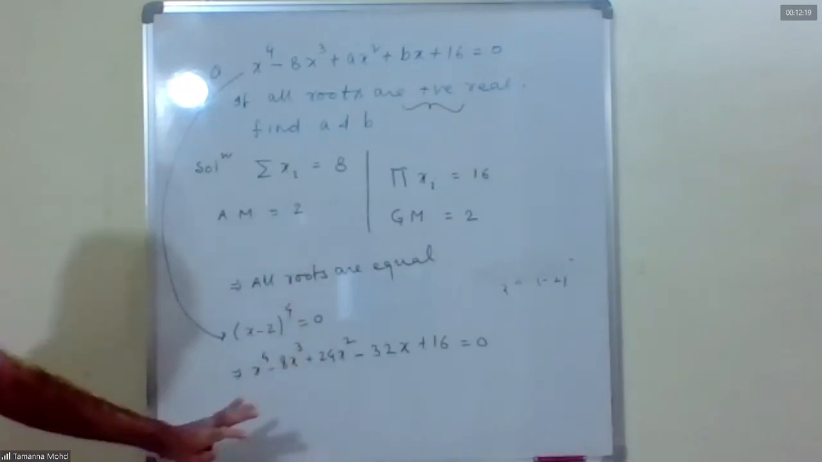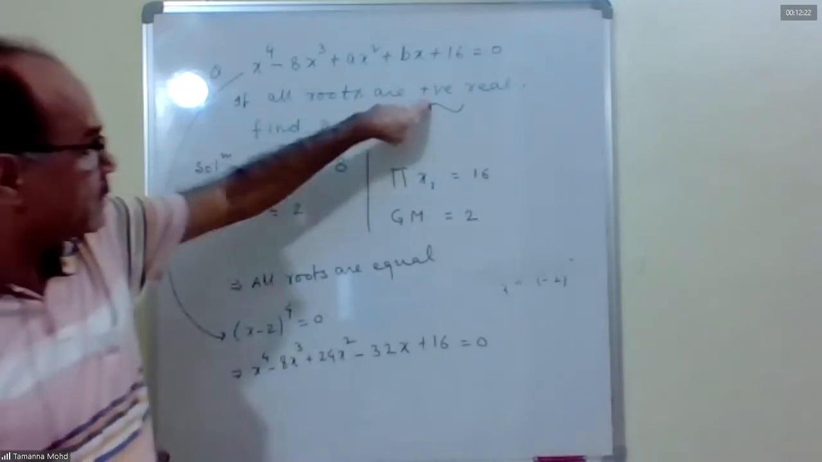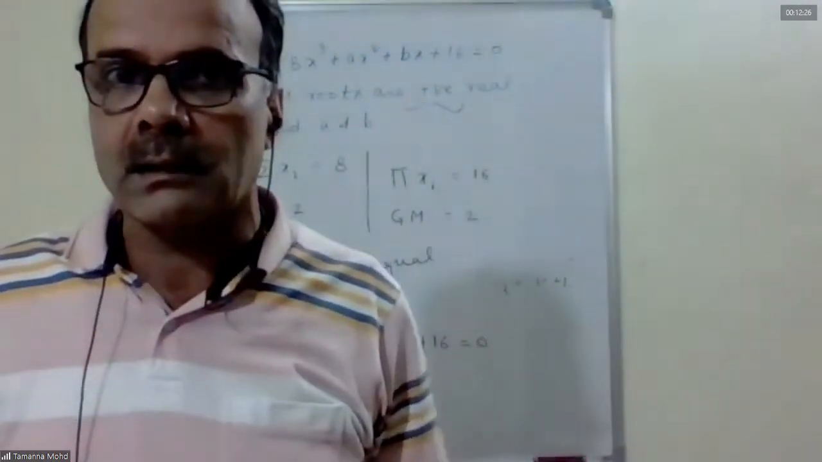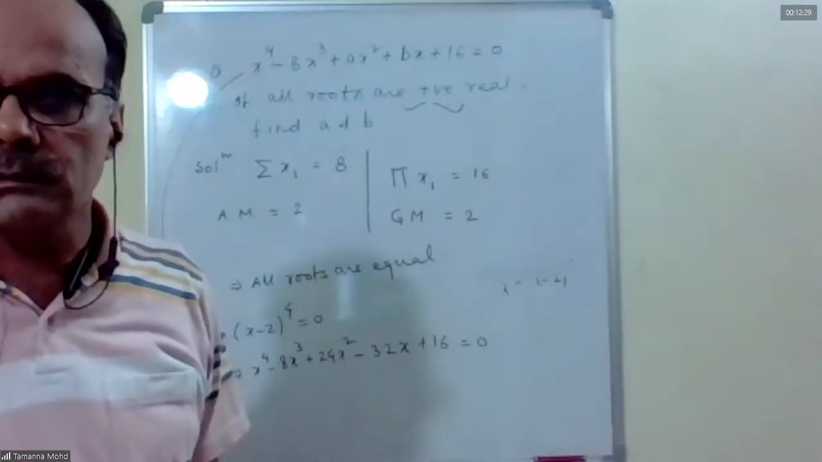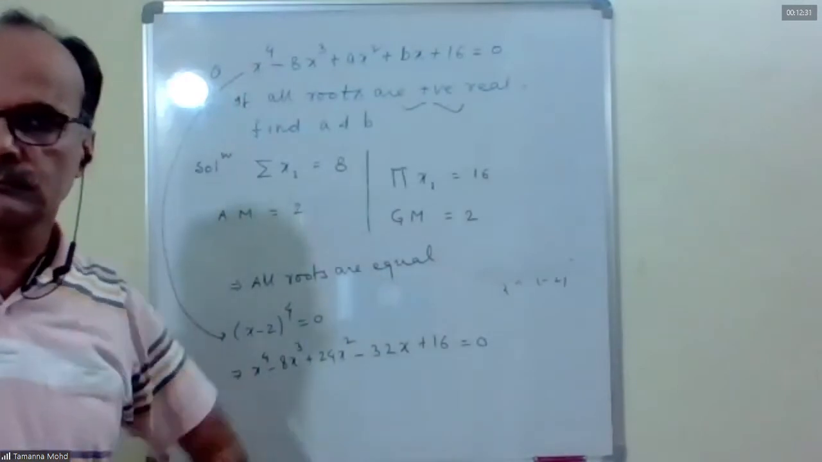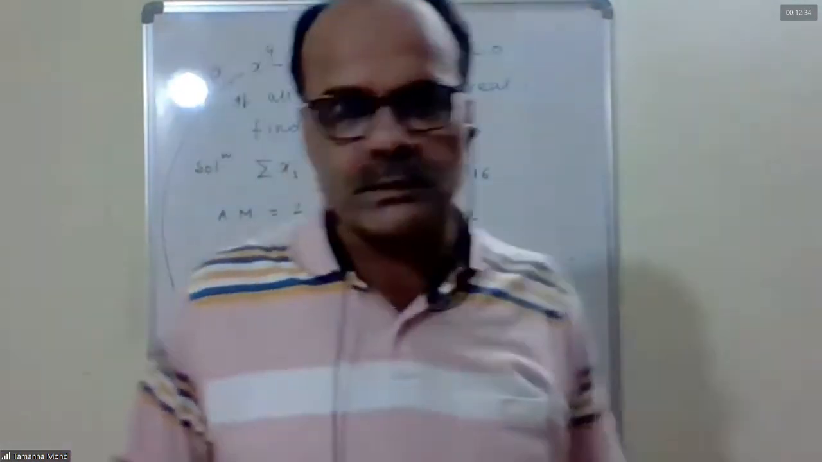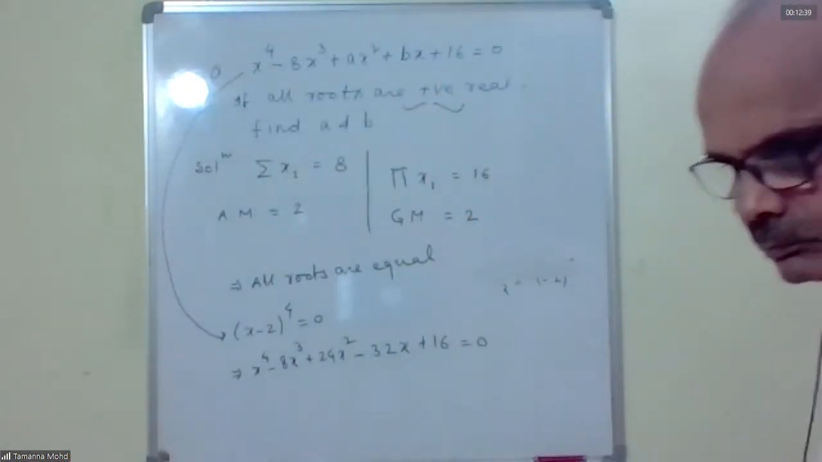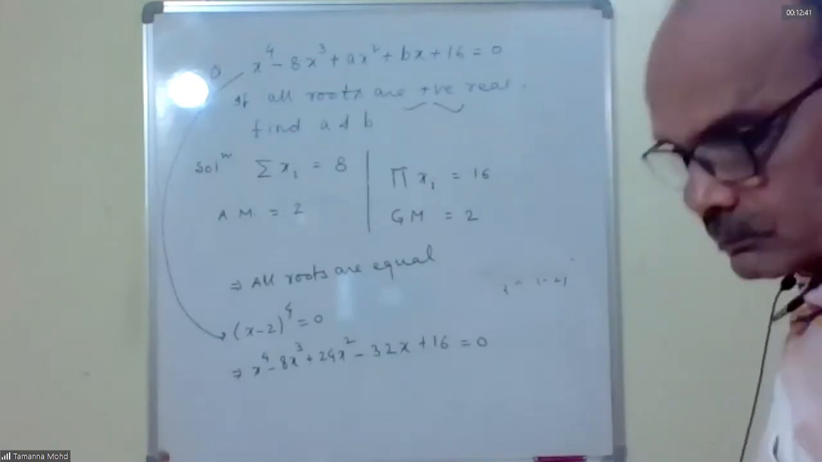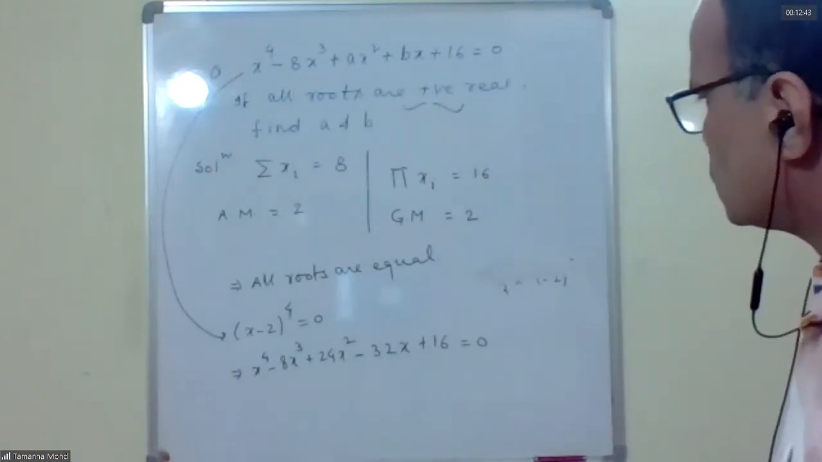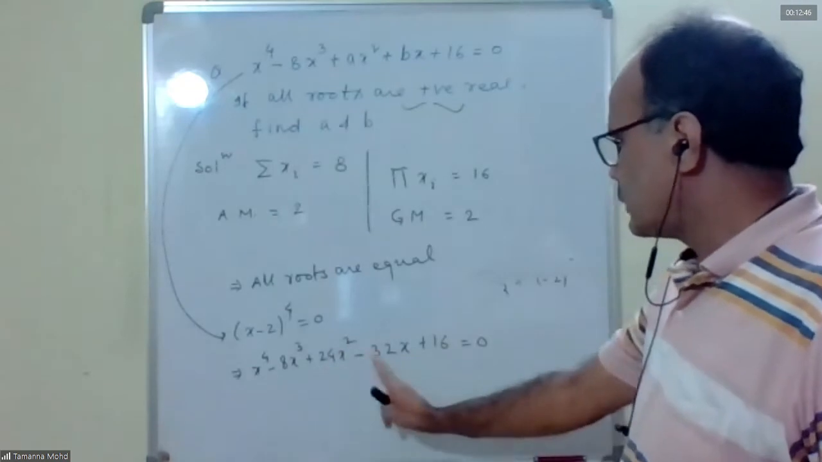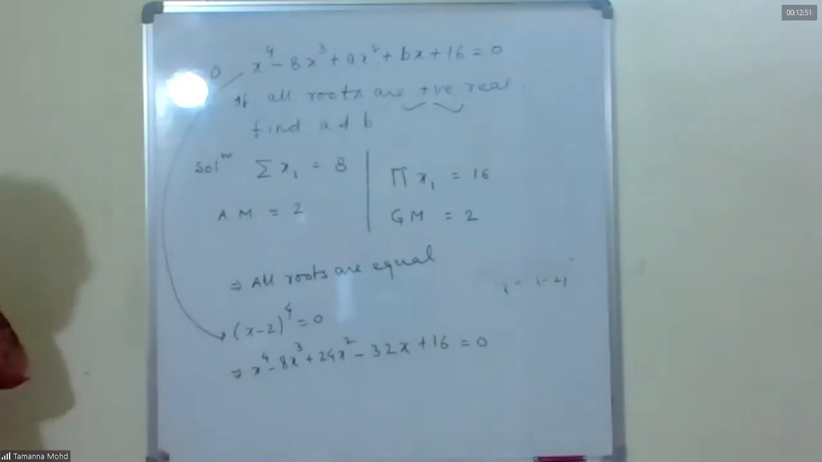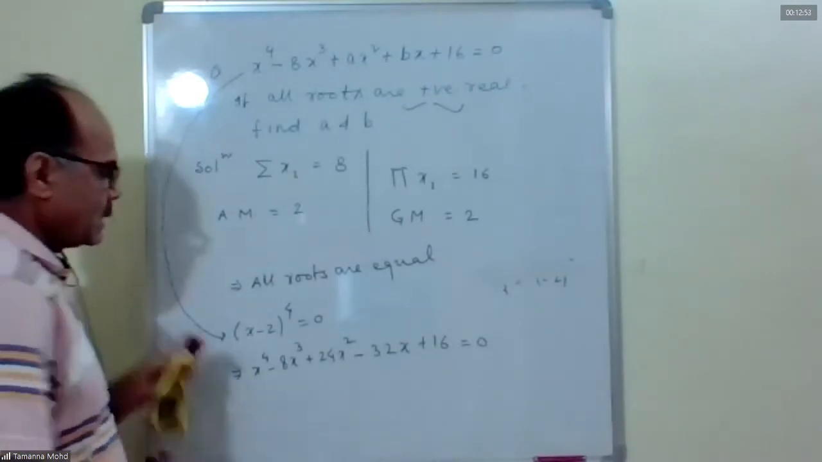So what I wanted to tell you: whenever the word positive appears, or the numbers are positive, at least once think about applying the concept of AM-GM. You can go through previous years' questions. You will find it. Okay, a is 24, b is minus 32, and the common root is equal to 2.